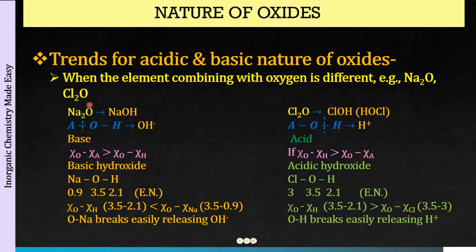From this, what do we conclude? What we conclude is that A is a less electronegative element, and over here the A is a more electronegative atom. Okay, so you can understand also that sodium is going to be less electronegative and chlorine is going to be more electronegative. So when we have an oxide where the element combining with oxygen is less electronegative, it is forming a basic oxide, whereas when it is going to be a more electronegative element, it is forming an acidic oxide. Okay, so let us now just generalize all of this on a table.